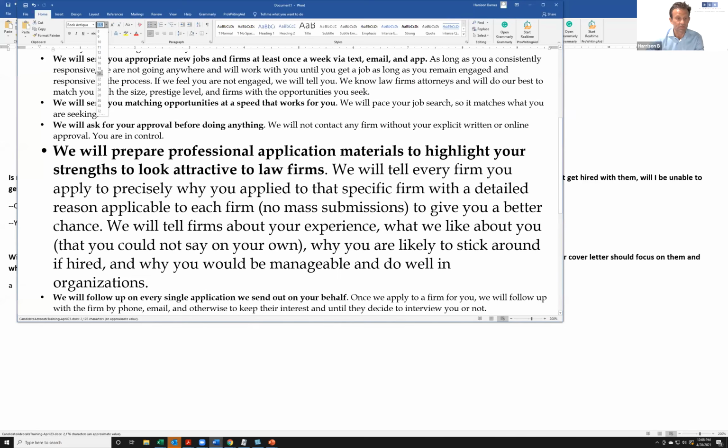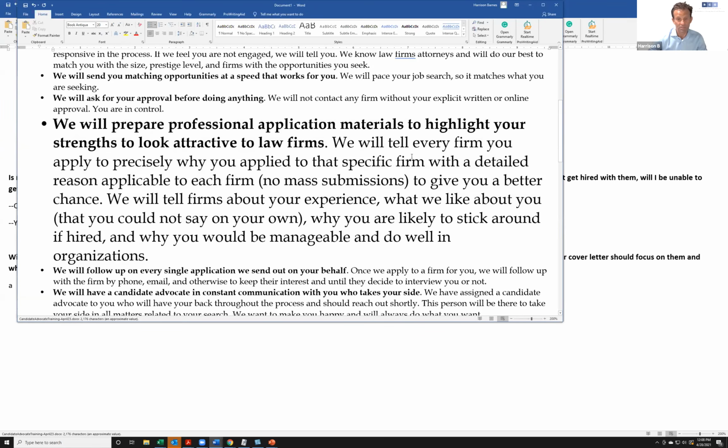And this is something that we tell candidates before we're helping them. We prepare professional applications, and then we tell every firm precisely why the person's applying to that firm. We give a detailed reason, and we also tell them: can the person do the job? What we like about the person. Does the firm like you? Will you do the job long term? Why are you manageable? So we always put those things in our cover letters.